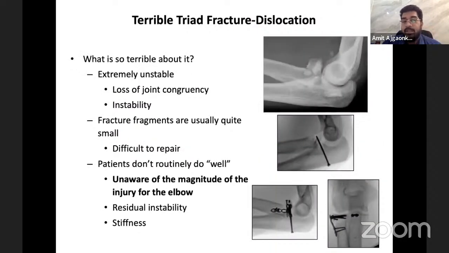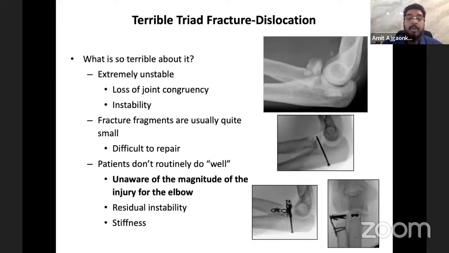Why is it so terrible? It's extremely unstable. Loss of joint congruency, instability. Fracture fragments are usually quite small, difficult to repair. And just a plain X-ray will not show you all the fractures. You will have to go for certain scans, CT or MRI. Patients don't routinely do well.